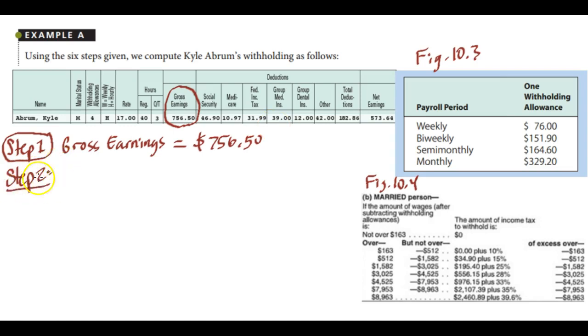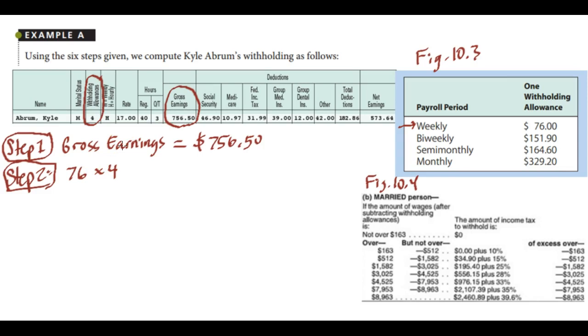All right, now we're going into step 2. Step 2 is dealing with the allowances. It says to multiply the appropriate weekly or monthly one withholding allowance. The one withholding allowance is figure 10.3. As we can see, he's paid on a weekly basis, so we're using this first row. So we're going to take the $76 that's given in this table for weekly, and this is based off of one withholding allowance. We need to multiply that by the number of allowances that Kyle Abram is claiming. That's given in this table right here, and he has 4 withholding allowances.